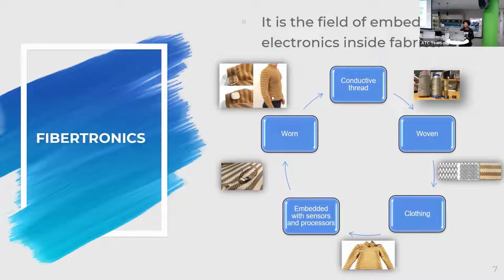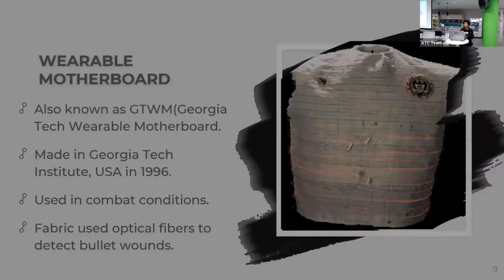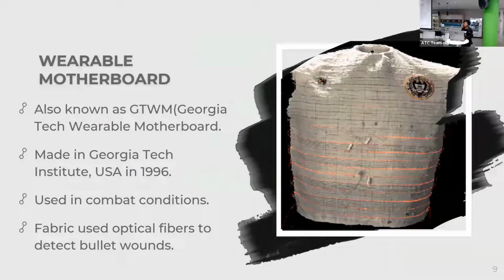And then where exactly is Fibretronics applied? Fibretronics was applied firstly in 1996 when an institute known as Georgia Tech made a vest or a shirt known as a wearable motherboard. This vest was able to be used in combat conditions or military. This vest has sensors embedded inside of it that are able to monitor the bullet wounds or injuries that soldiers would receive in battle.